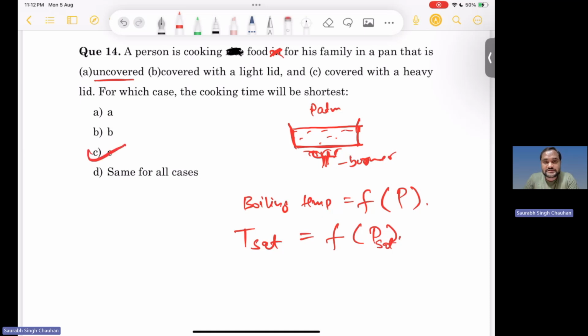So once again I am repeating: saturation temperature or boiling temperature depends on the pressure. If pressure is more, then the boiling temperature will be more. And when the boiling temperature is more, then it will boil after a delay. So there will be better chances of heat transfer. So cooking time should be less.